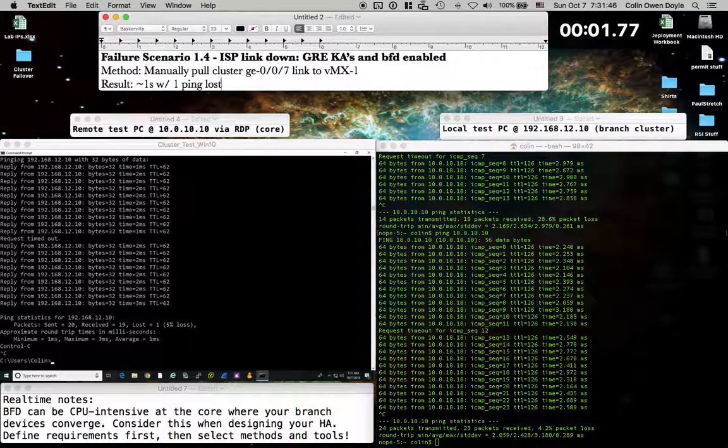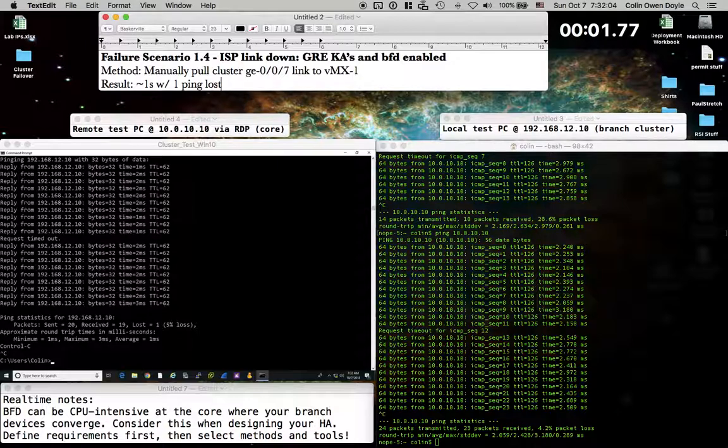We won't see this much at the branch because the branch is just running the BFD sessions for itself, but where your branch devices converge to core, you might be running numerous BFD sessions, and you're really going to want to make sure that you've got that tuned properly. So, like I say, define your requirements first.